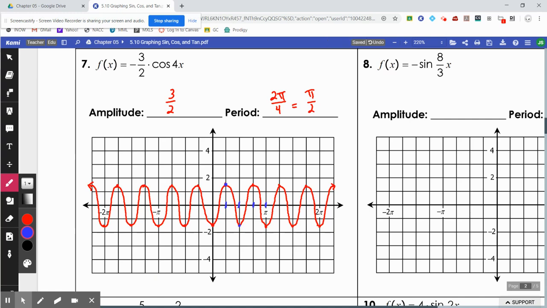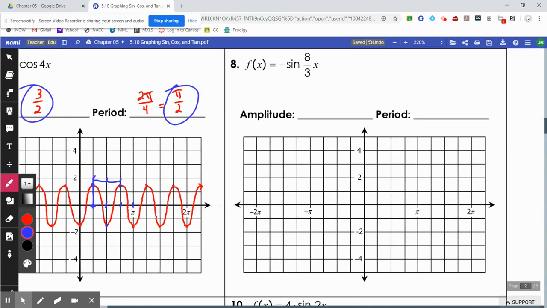So you can see here that from one height to the next height, the distance from here to here is 2 of these tick marks, which is 2 pi over 4s, or pi over 2. So that is the period of this function. The amplitude, again, from either lowest to highest, you can count it that way, or I like to come right here to the middle and then count up to the highest, which is a distance of 3/2.